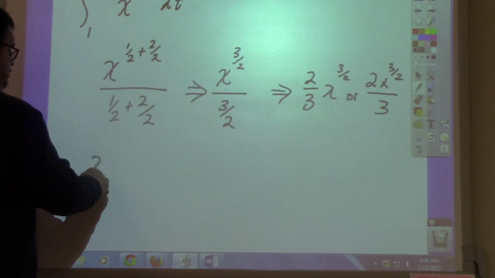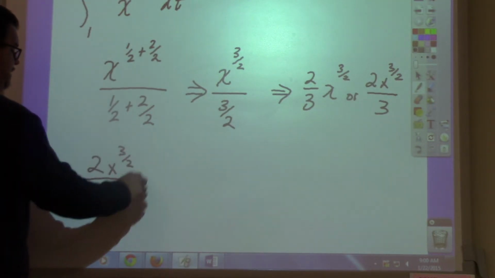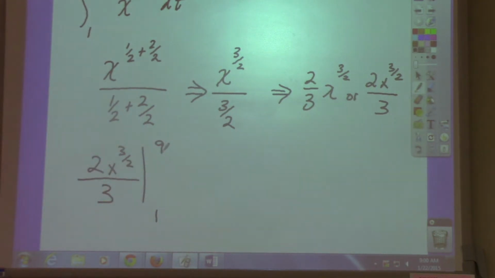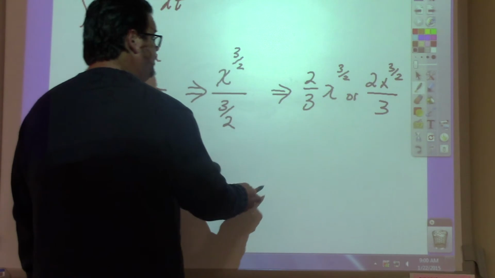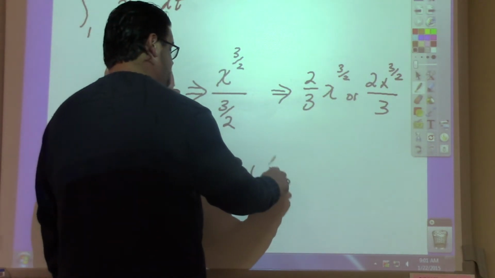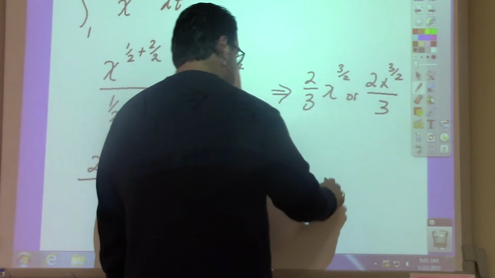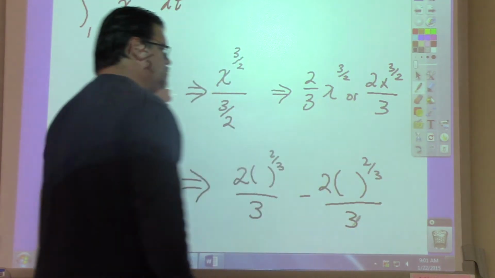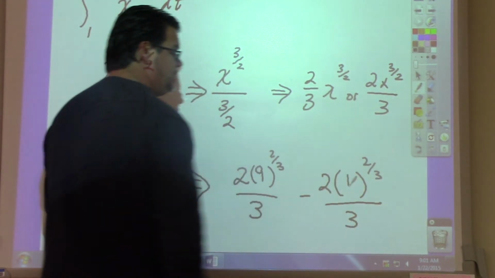So 2x to the 3/2 over 3, evaluated at 1 and 9. And that's going to give us 2 parentheses 2/3 over 3 minus 2 parentheses 2/3 over 3. And a 9 goes here, and a 1 goes there.